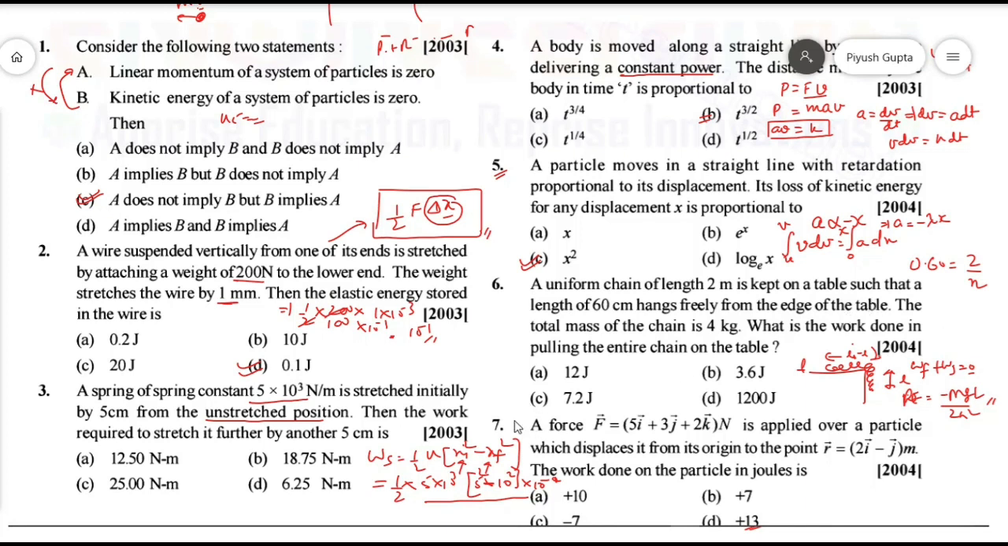Okay, let's move on to the next problem. A force F is equal to 4i plus 3j plus 2k is applied over a particle which displaces it from the origin to the point r is equal to 2i minus j. Work done on the particle in joules. This is nothing but F dot delta S. So you have this F given, and you can calculate the delta S, starting from the origin. Just take the dot product of this force with this displacement, and that is going to be your work done. Okay, so let's move on to the next set of problems.